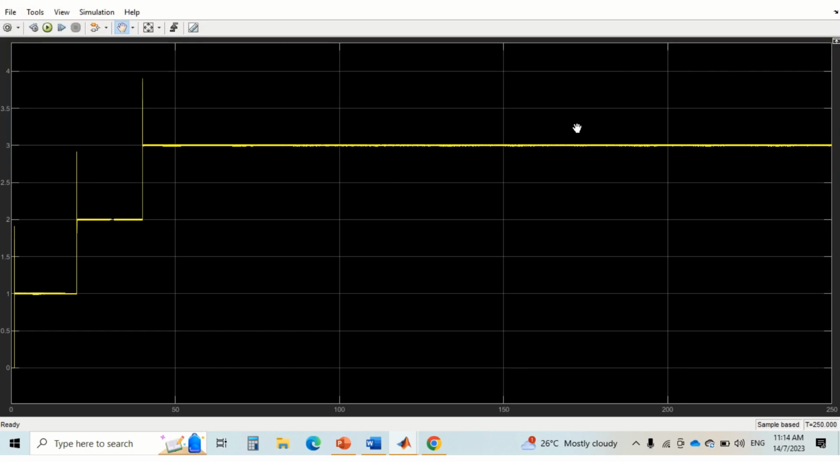So for the PID controller with multiple set points, after we run the Simulink, this is the graph that we will get for the PID controller.